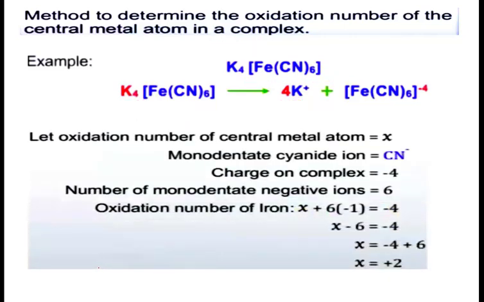This is how we calculate. First of all, let the oxidation number of the central metal atom be X. Whatever we have selected here, we have to calculate for iron. Then monodentate cyanide ion. Do remember, whatever the charge is, that has to be in your mind. It should be clear, right? So cyanide is there, so it carries -1. Then the charge on the complex when it is dissociated is -4, right? And then the number of monodentate negative ions will be 6. The oxidation number of iron can be calculated. Again, just remember this equation.